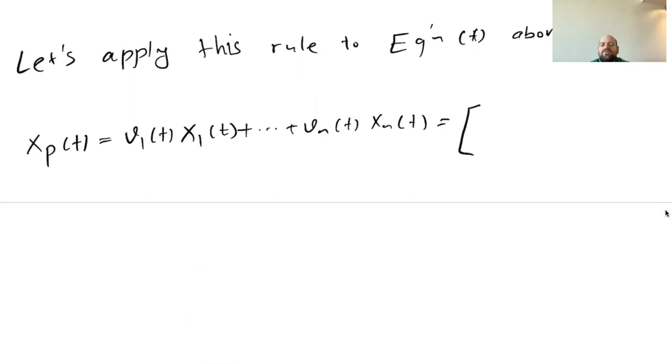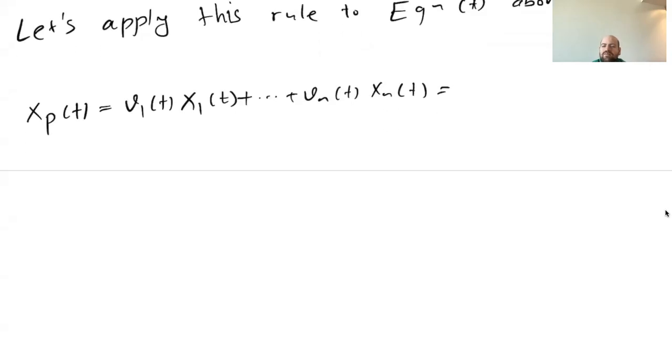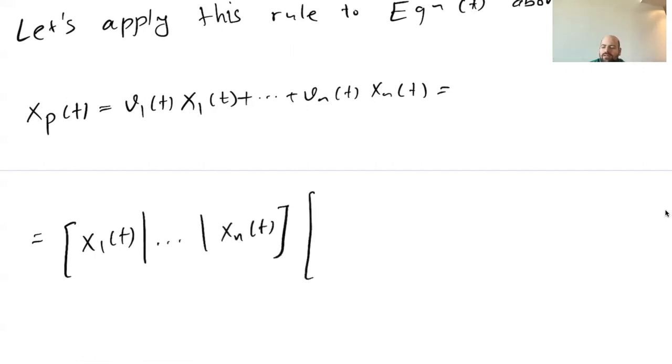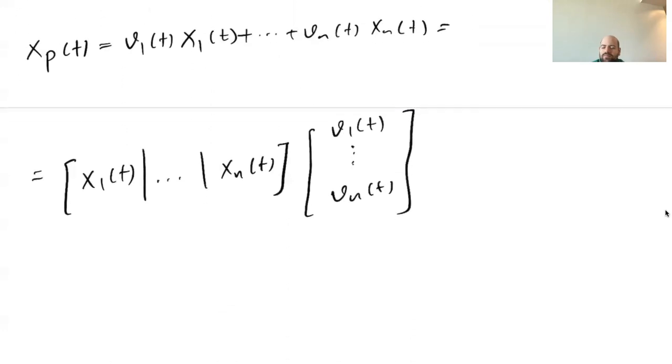Which matrix times which vector? So the matrix can be written as x1 to xn. Remember, xi's here are columns. These are vectors. So I can write this one as x1 of t to xn of t, and then v1 of t to vn of t. Which can be written as capital X times capital V.